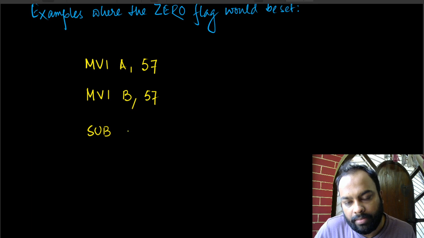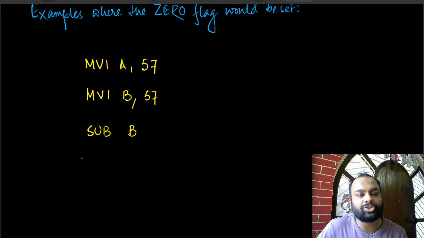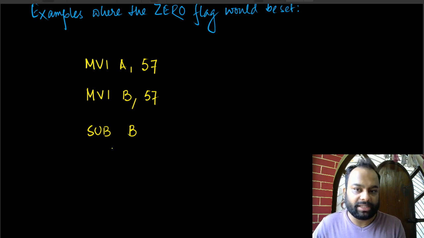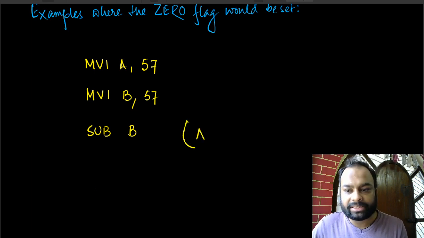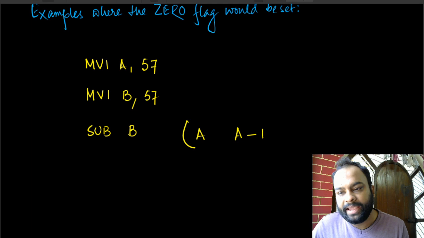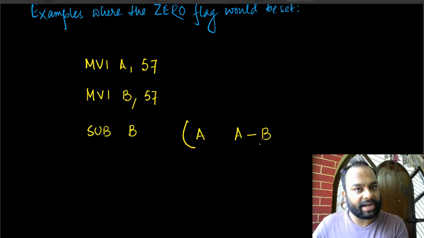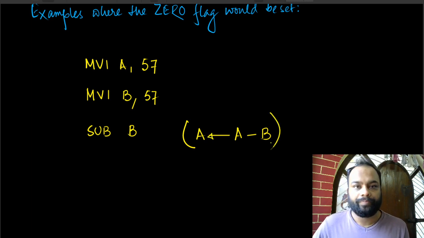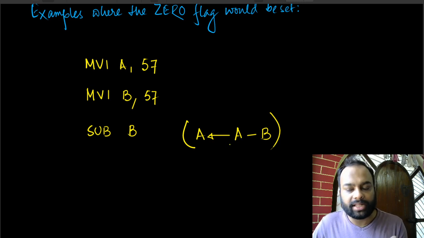SUB B. This is an instruction, and obviously by the name you can understand what it does. It subtracts the content of register B from that of register A and stores the result into register A. That is what SUB B does.